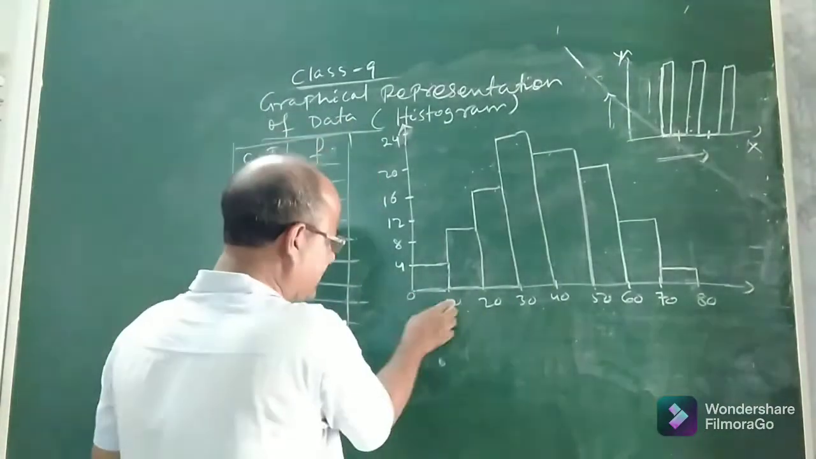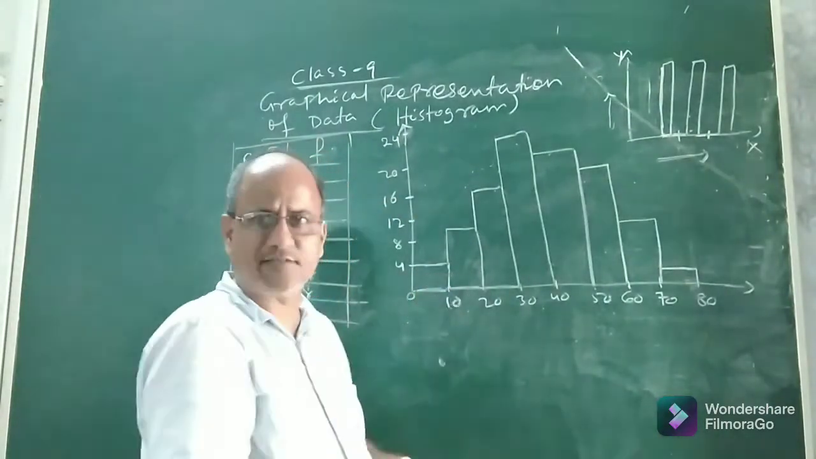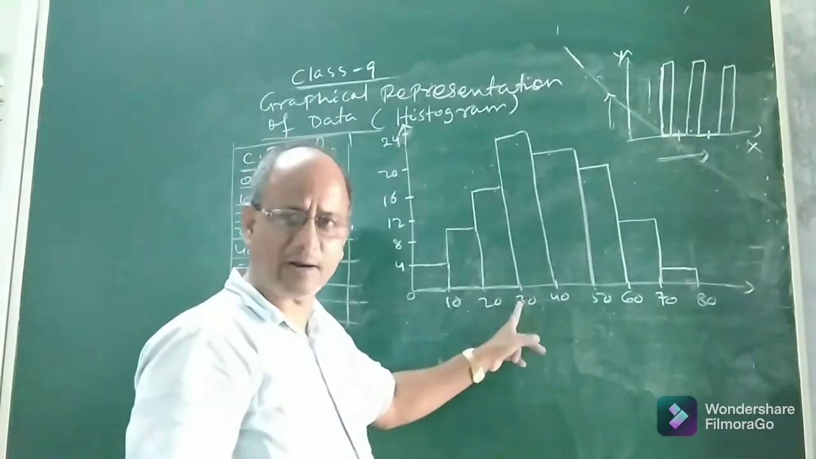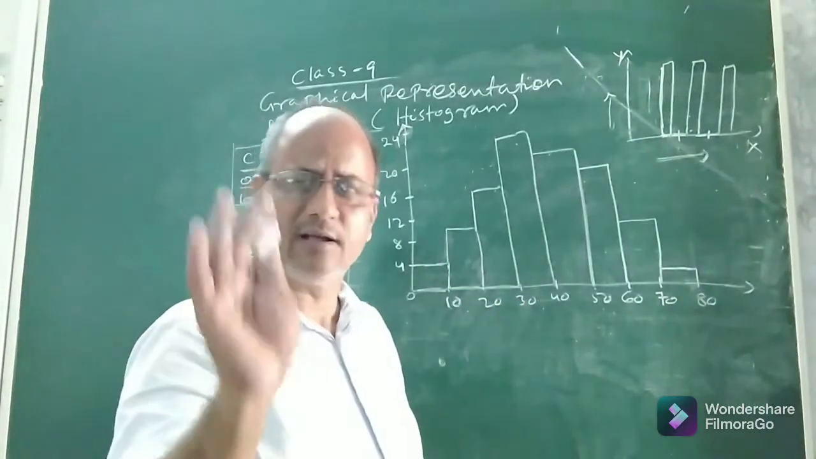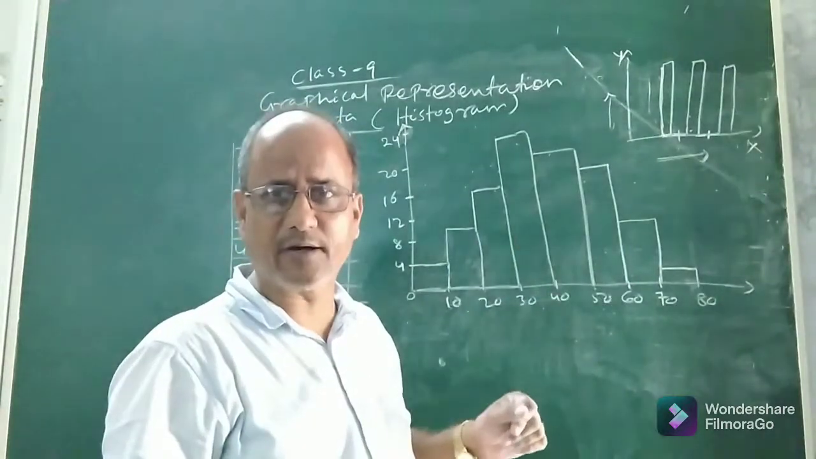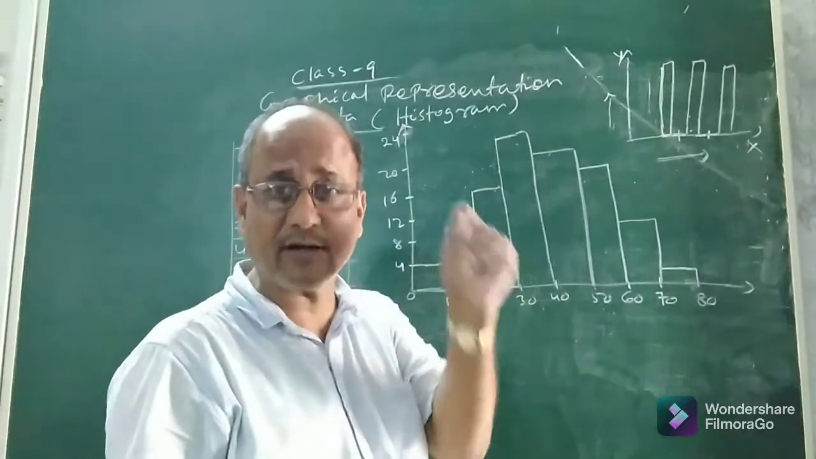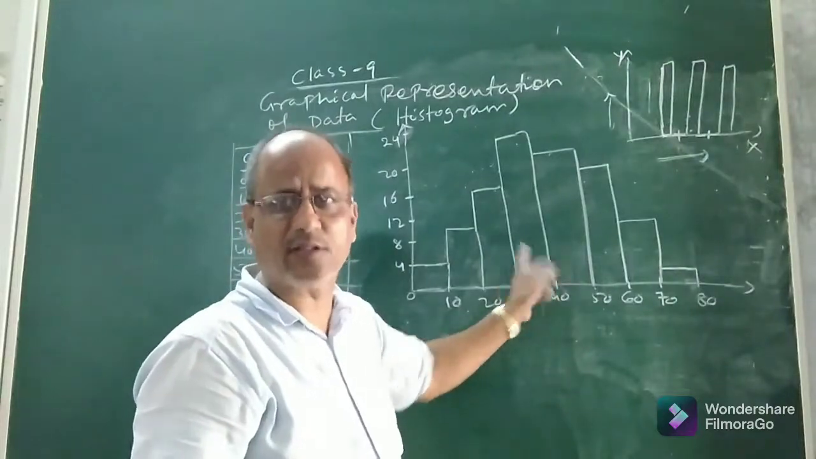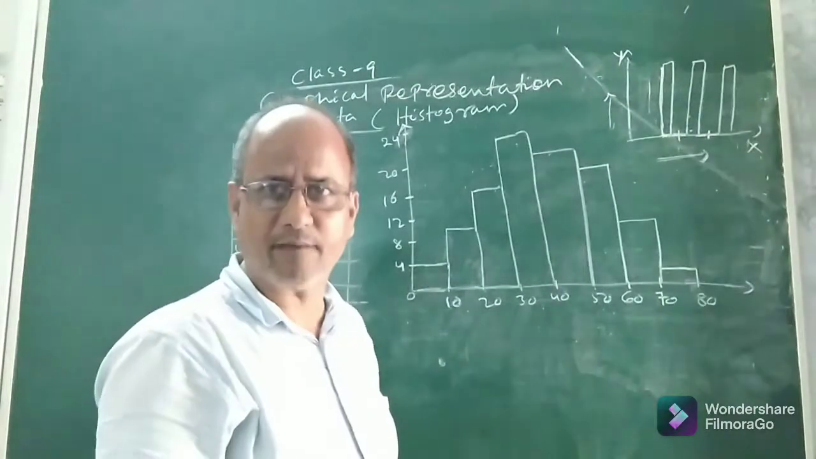How to know? 10 minus 0, width is 10. Width of the first bar is 10. Width of the second bar, 20 minus 10, it is also 10. Width of the third bar is also 10. That means, in this figure, whatever bars or rectangles are there, their width is also the same. But what is the difference? Look at the difference between the two figures. In the vertical bar graph, there is space or spacing between consecutive bars. But look at this figure. Do you find any spacing or gap between the bars or rectangles in this figure? No. So that is the reason why it is called a histogram, not a bar graph.